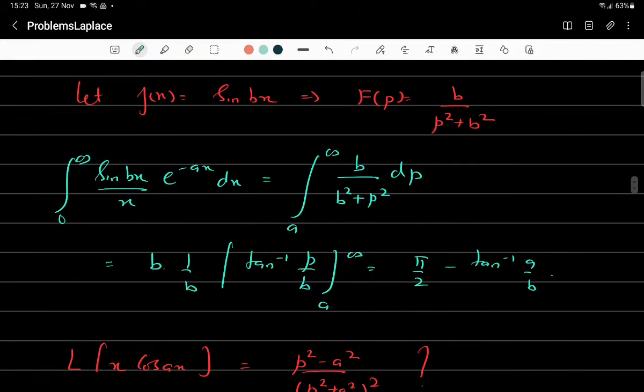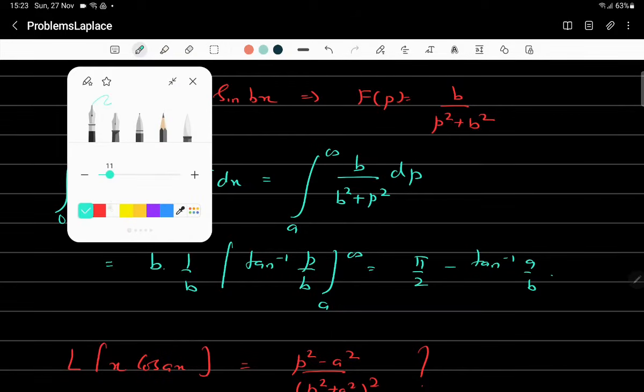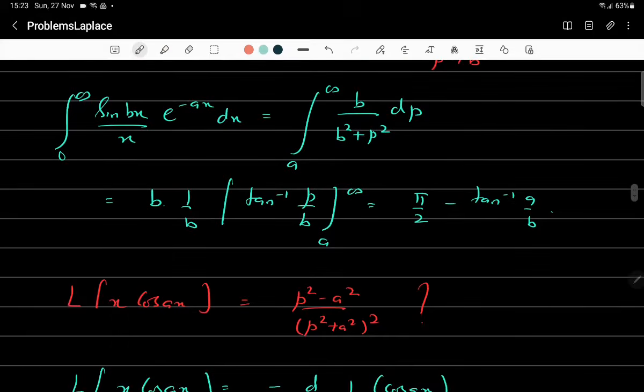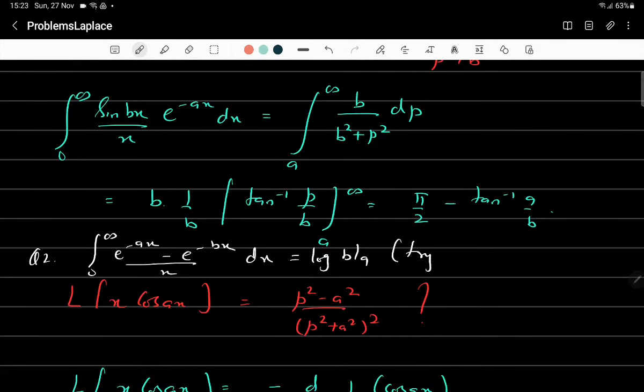Before moving to the next question, just the remark that you can try one more question in the same way. So compute 0 to infinity e raised to the power minus ax minus e raised to the power minus bx by x dx. Try to solve it by yourself. I will also provide you the answer. The answer comes out to be log b by a. So try yourself. Same approach.